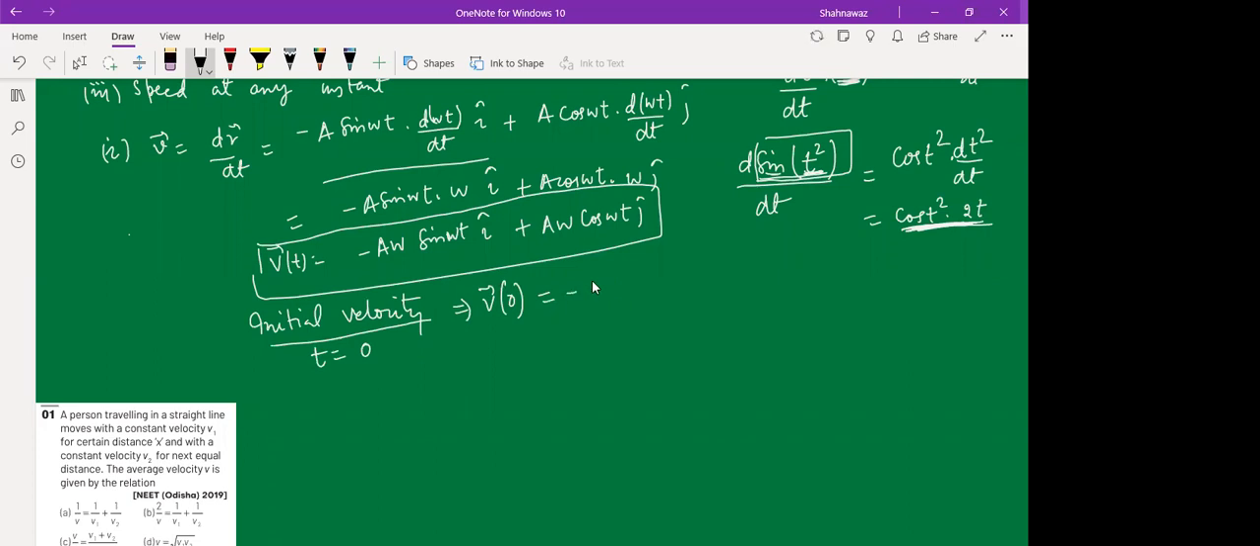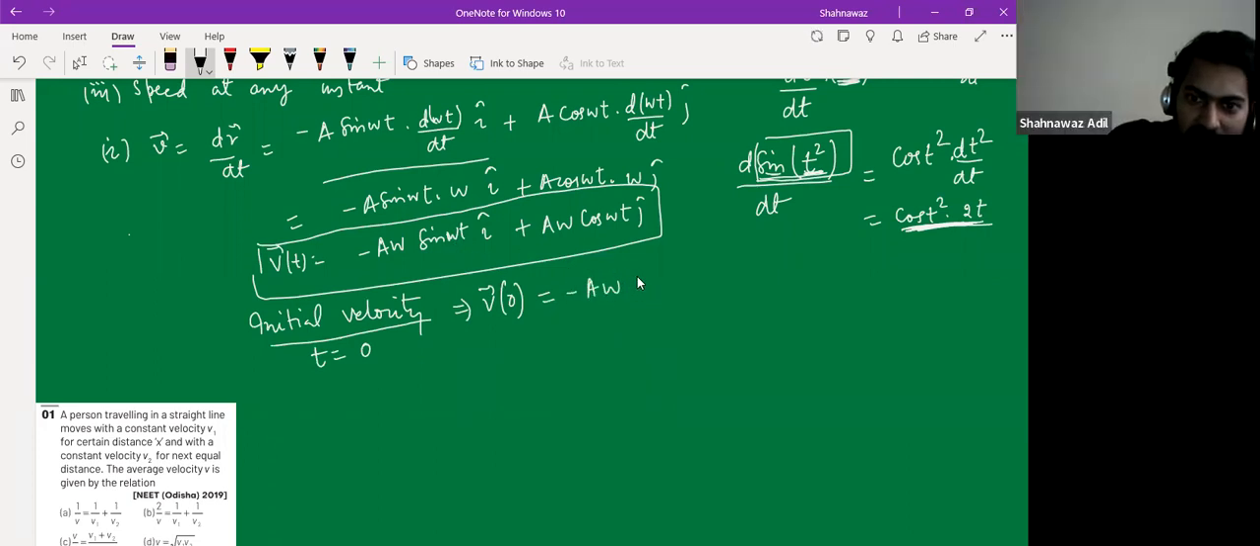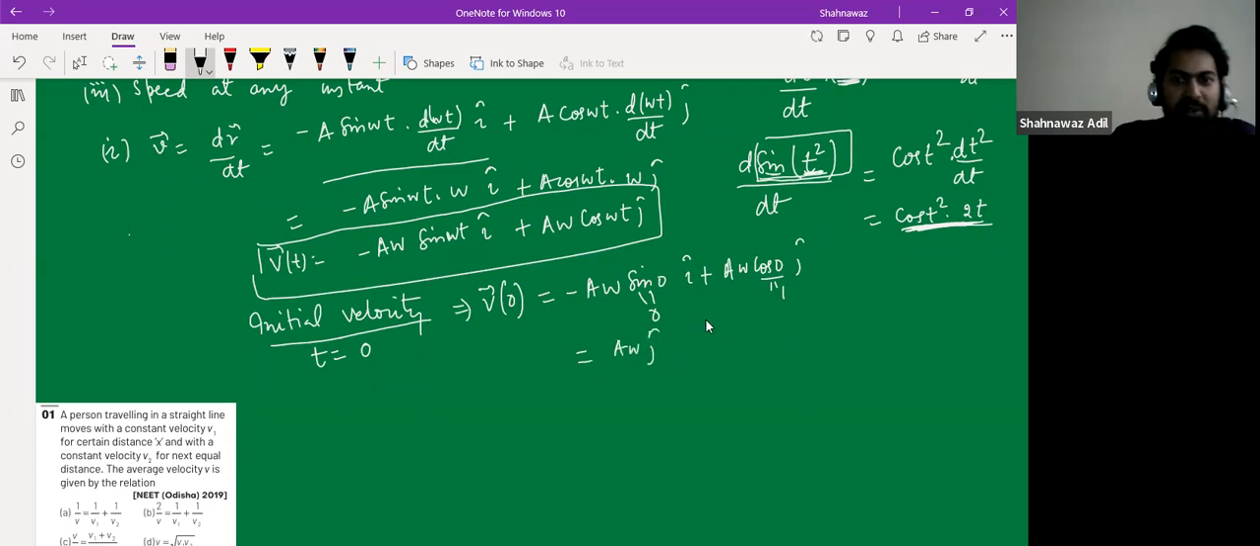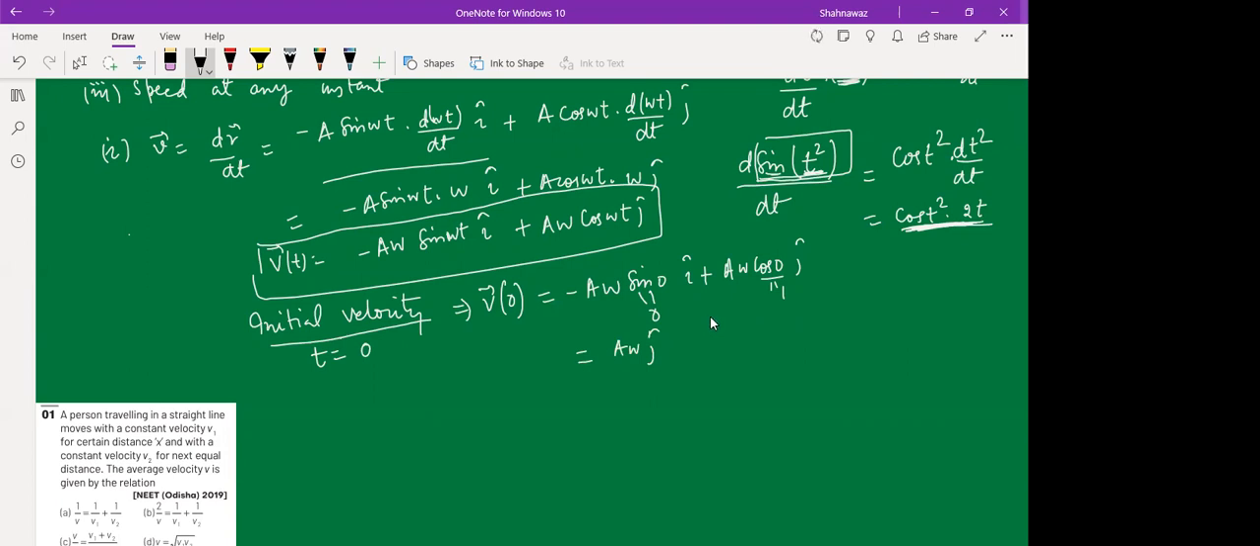So this will be what? A omega sine zero is what? Zero. Sine zero is zero, i hat plus A omega cos zero j hat, right? So this is one. So your initial velocity will be what? A omega j hat. Understood? Yes, sir.